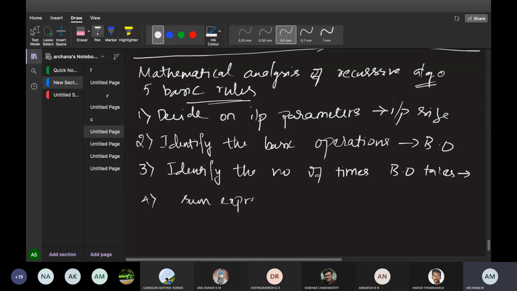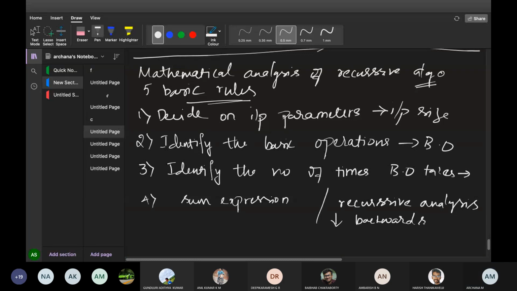Some expression. But here it won't be some expression. It will be recursive. Recursive analysis. Okay. That is what we will try to analyze it mathematically. That is backward substitution we will do. Backward substitution, and finally evaluate.